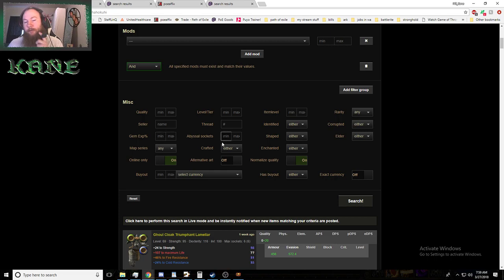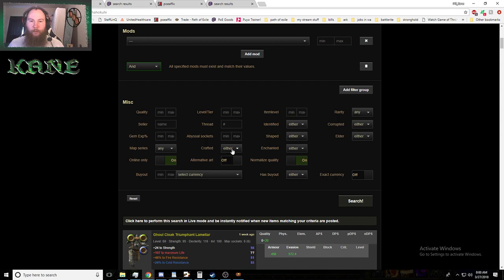Abyss sockets, so these are for the abyss items and whatnot. This could be useful. If you're looking up an item that has multiple chances of different sockets, you can look it up so that you make sure you get a 2-socket item or a 1-socket item. Shaped or eldered items, pretty straightforward, yes, no, or either. The map series isn't as useful if you only play in the leagues like I do, because we're always going to be on the newest one, but in case you play standard. Crafted or non-crafted, this is what I was doing earlier.